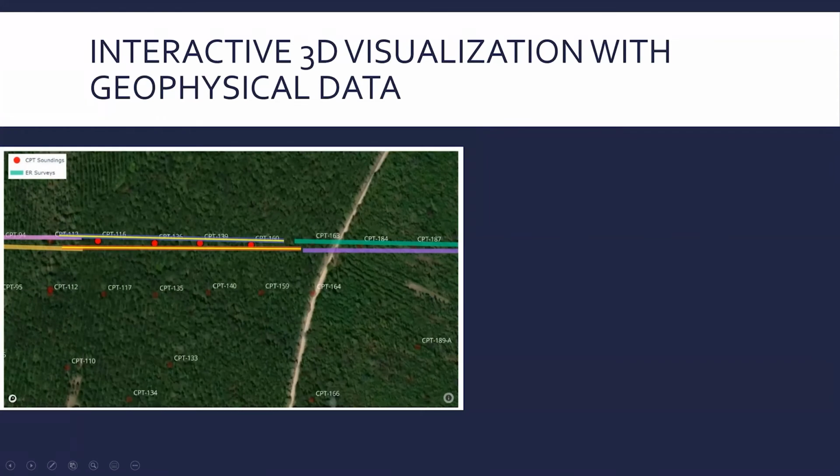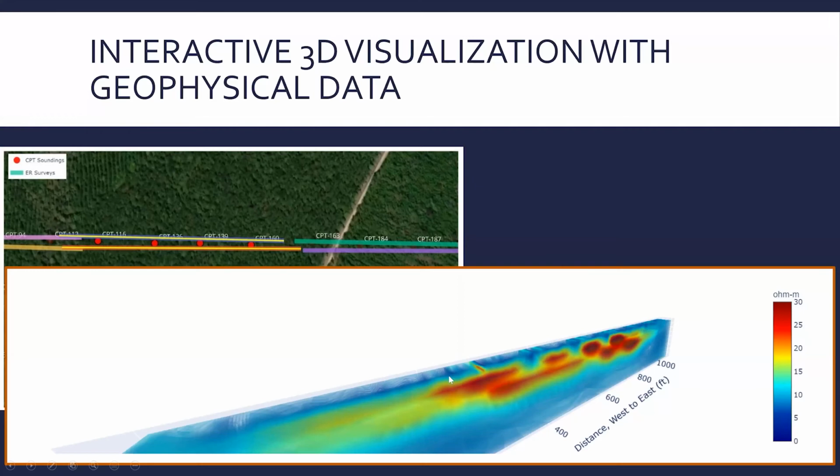In this tool, we can also interactively visualize and manipulate 3D volume plots for 3D ER surveys. Here we have 2 parallel ER surveys selected in the map. And this is the interactive 3D plot for the combination of these 2 surveys within the web tool.